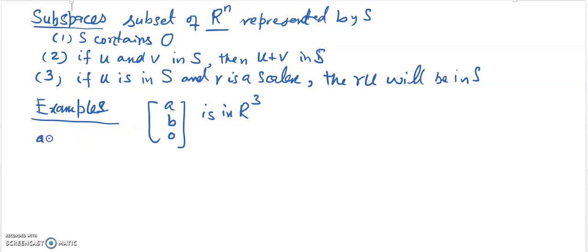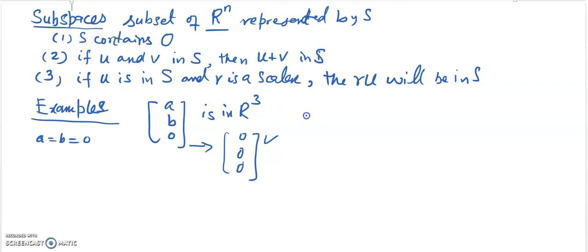In this case a and b are any real numbers, so if we take a and b equal to 0, then the given vector will result in 0, 0, 0. It will be a 0 vector or null vector. So the first condition is satisfied. But we still cannot say that it is a subspace, because we need to check the other two conditions as well.